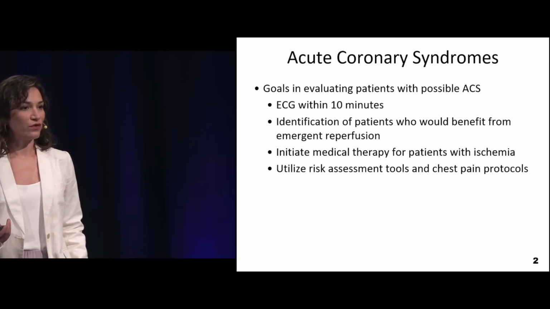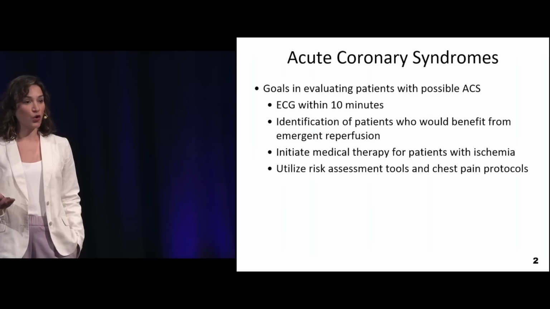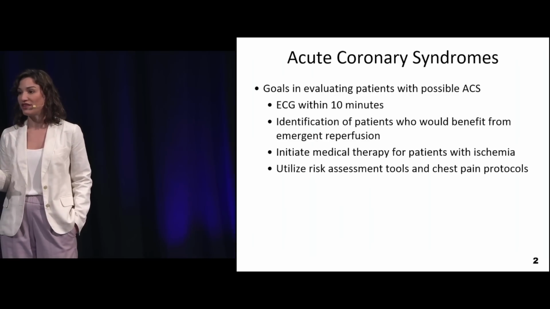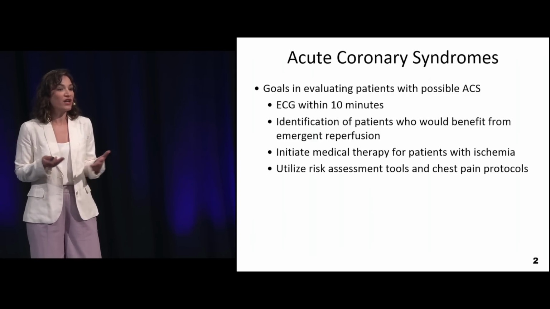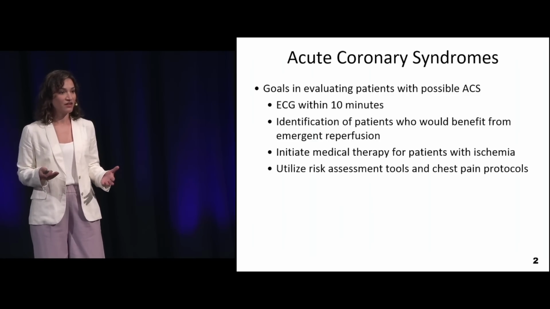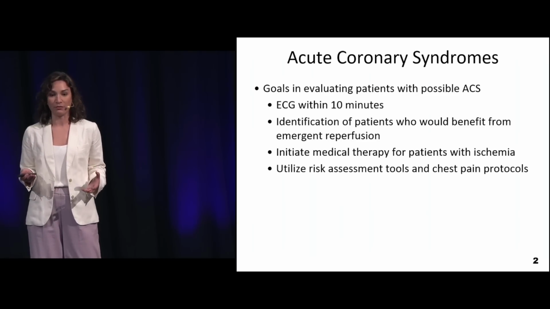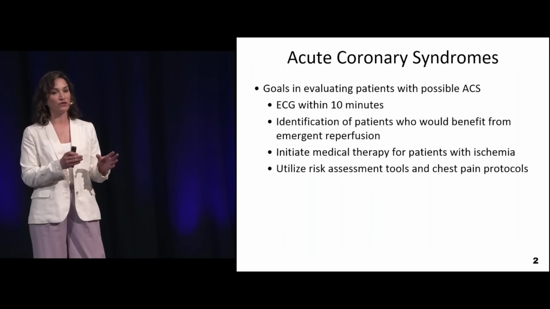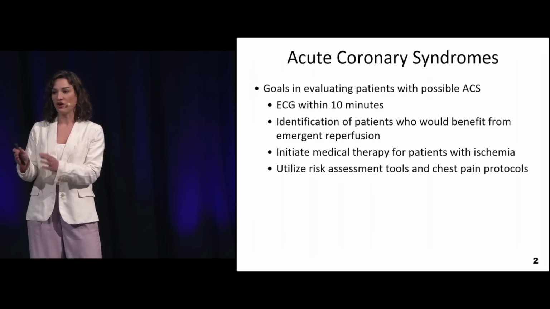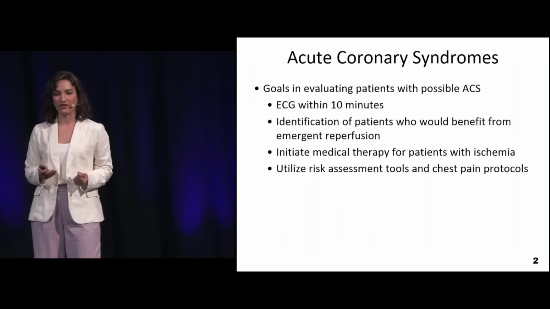So our goals in evaluating someone who's coming in with ACS: ECG within 10 minutes, as quick as possible. Really, the biggest goal is we want to identify patients who are going to benefit from PCI or thrombolytics, who are going to benefit from reperfusion therapy. That's the big goal, and that's going to be the theme that we use in talking about the different concepts today, because some of the terminology is changing, and I'm going to address that as well.